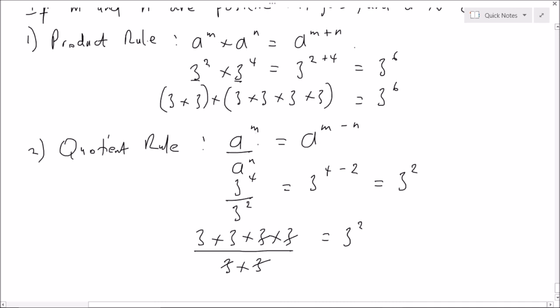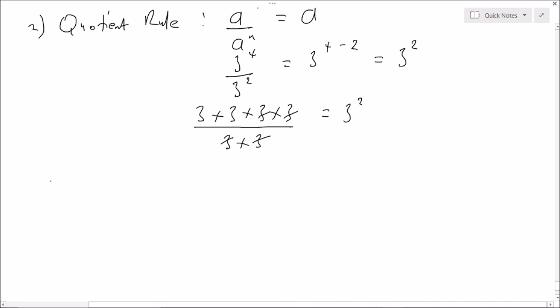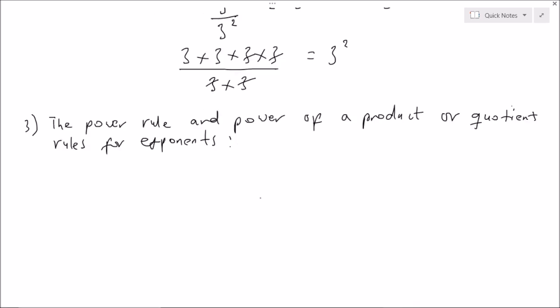Now, the next rule or the next law, 3, is the power rule and the power of a product or quotient rules for exponents. The first one that we consider states that a exponent m, all raised to exponent n, is equal to a exponent mn, as the m multiplies the n.